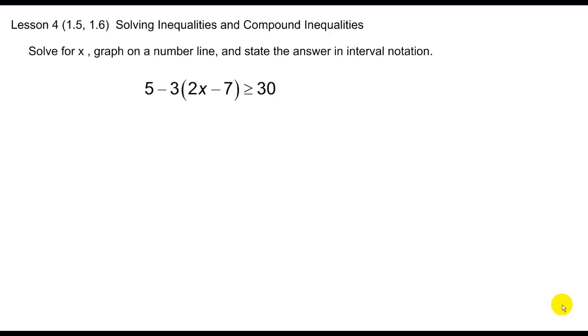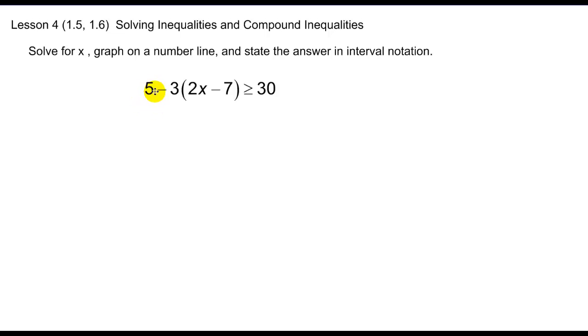In this lesson, we take on solving inequalities and compound inequalities. Basically, the only difference between solving an equality and an inequality is that whenever we multiply or divide an equation by a negative, there's no effect. However, with an inequality, if we divide or multiply by a negative number, it flips the inequality sign.